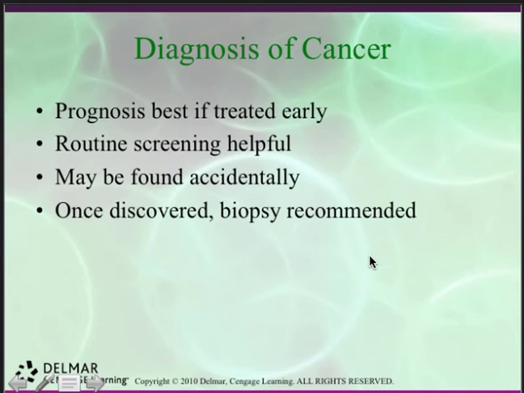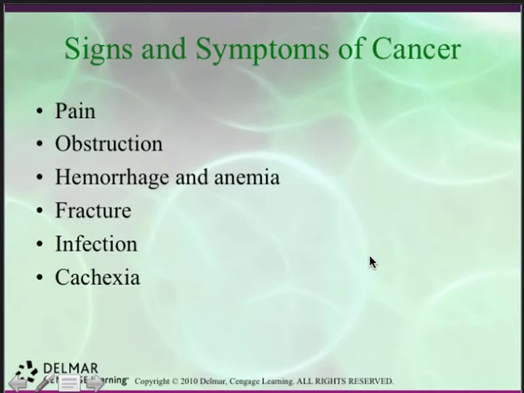Sometimes cancer is found accidentally, and once discovered, it's usually recommended that we perform a biopsy. A biopsy is simply a sampling of the abnormal tissue for comparison to normal tissue in order to detect changes under the microscope that might indicate that these cells are becoming cancerous.